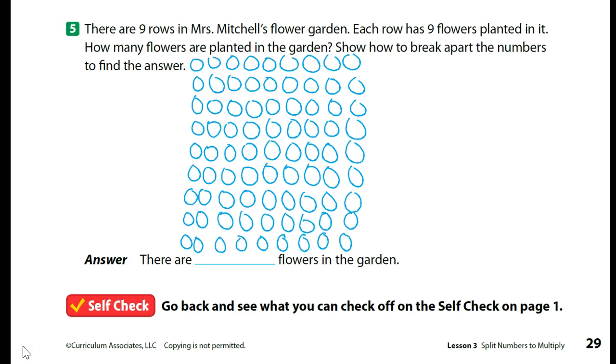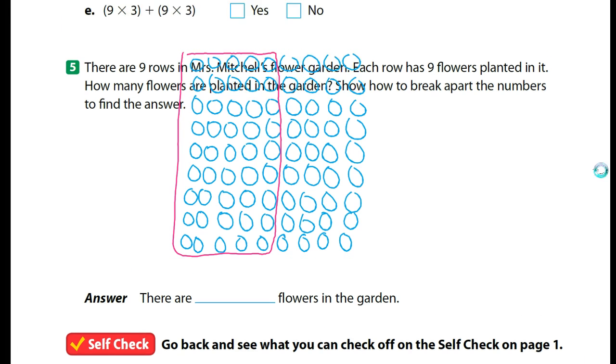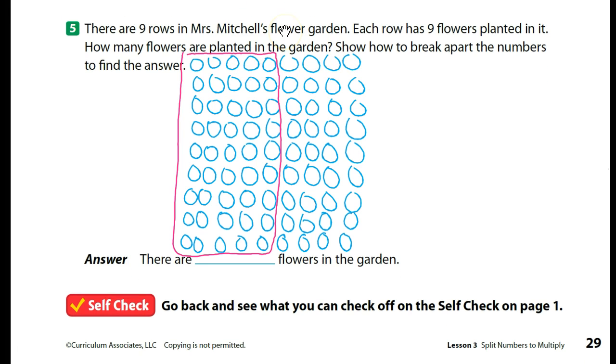I need to break up the array into 2 groups. So when we did the parentheses, we said 5 and 4, right? So I have 1, 2, 3, 4, 5, and we go straight down. And then I break apart the other group. So I have this group and this group.